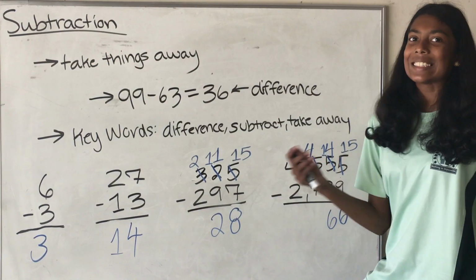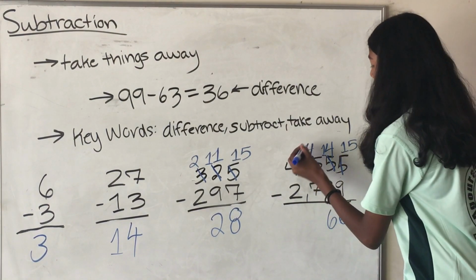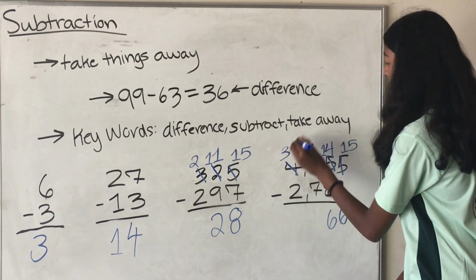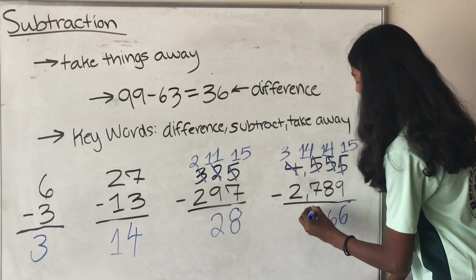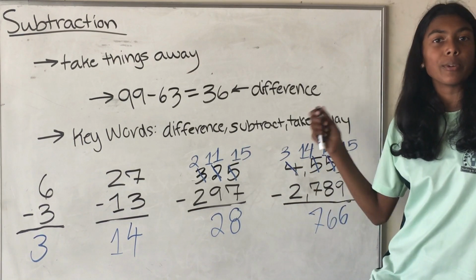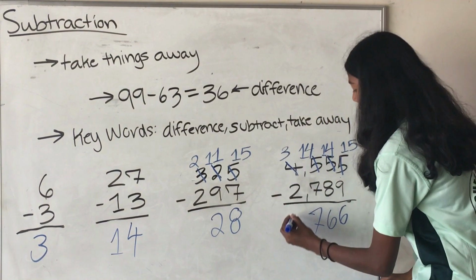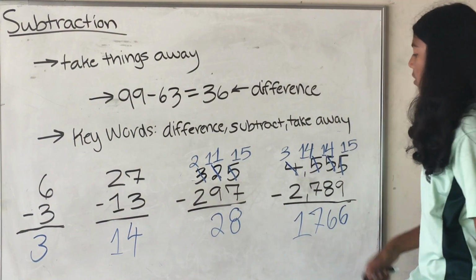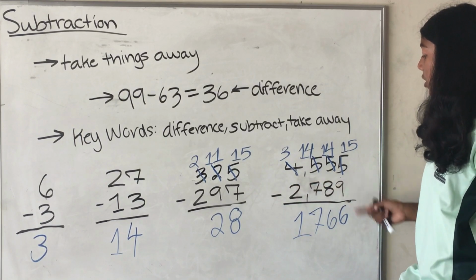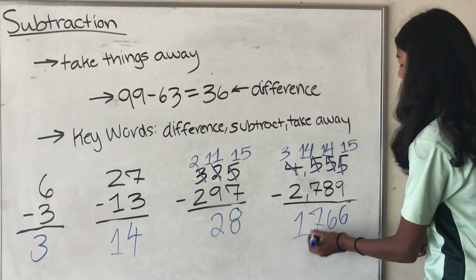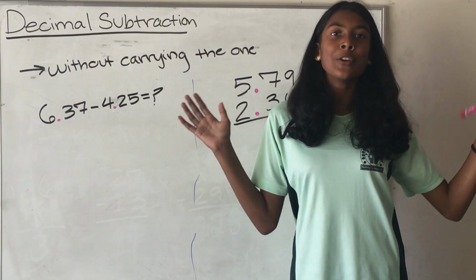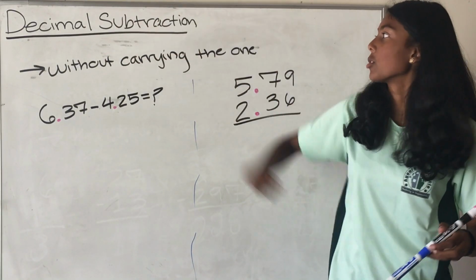Once again, we can't do that because 4 is less than 7, so we're going to cross out this 4, make it a 3, and put a 1 in front of this 4. So 14 minus 7 is 7. And then 3 minus 2, 3 is bigger than 2, so we don't have to carry the 1, is 1. So 4,555 minus 2,789 is 1,766. So now we're going to move on to decimal subtraction.